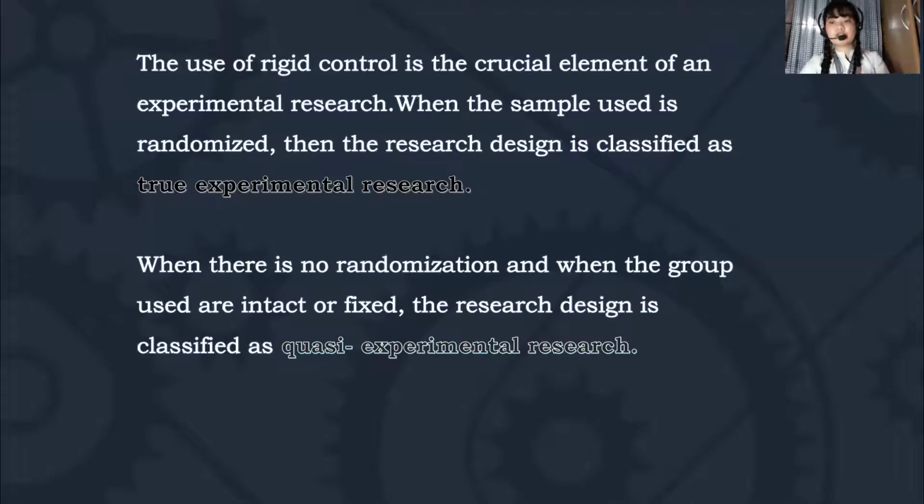There are different kinds of experimental research, class. You have the true experimental research, and you also have the quasi-experimental research. When we talk about true experimental research, that means the picking of the respondents or participants is done randomly, or the sample used is randomized. What does it mean? It means that the researcher can choose freely who among the respondents he is going to take as participants in his experiment.